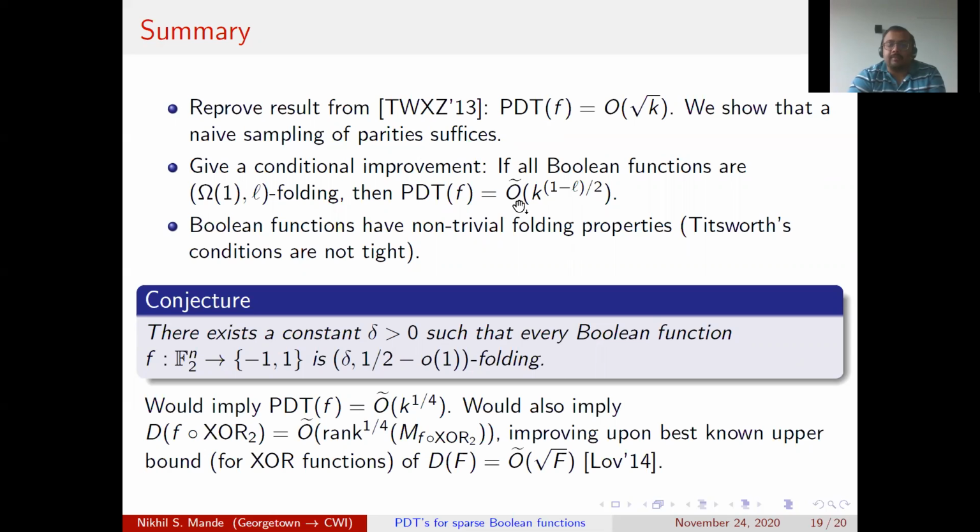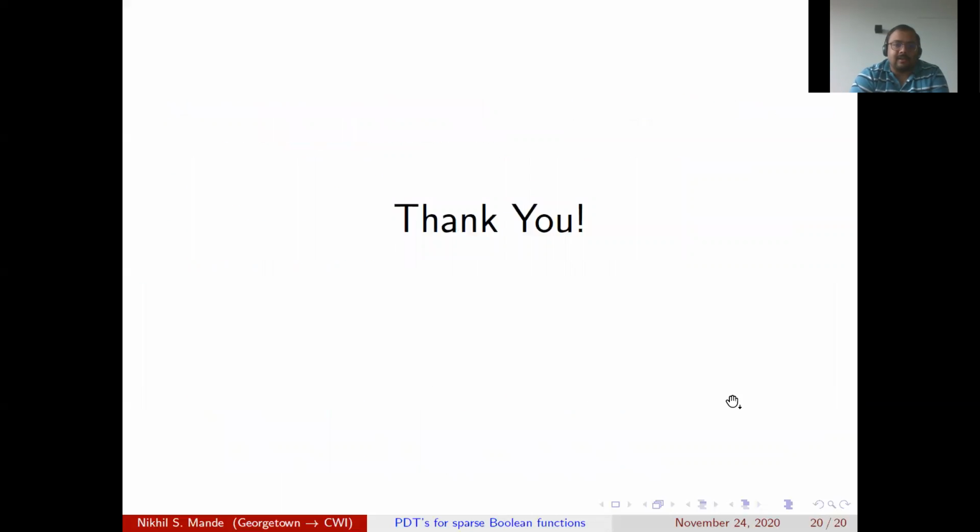And we give a conditional improvement upon this. And the conjecture is every Boolean function is delta half minus little o1 of little o1 folding. This also has consequences towards improvement of the log rank conjecture for XOR functions. And all right, thank you.